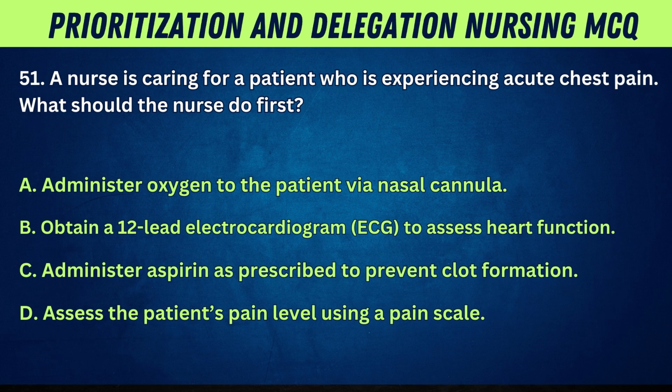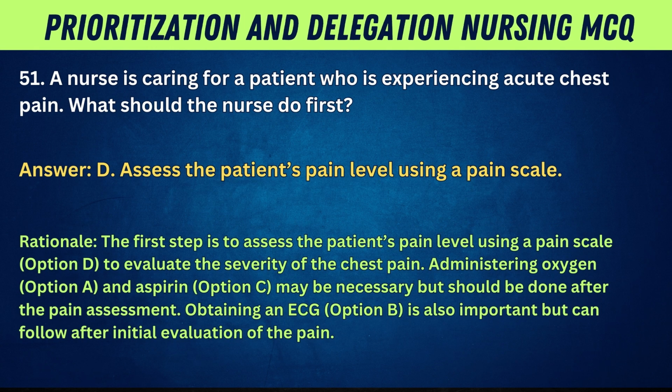51. A nurse is caring for a patient who is experiencing acute chest pain. What should the nurse do first? A. Administer oxygen to the patient via nasal cannula. B. Obtain a 12-lead electrocardiogram, ECG, to assess heart function. C. Administer aspirin as prescribed to prevent clot formation. D. Assess the patient's pain level using a pain scale. Answer: D. Assess the patient's pain level using a pain scale.